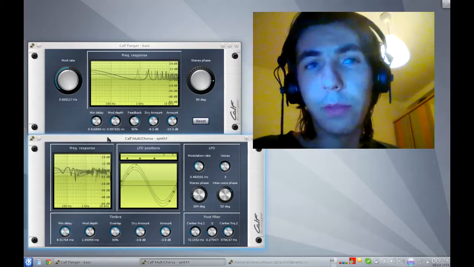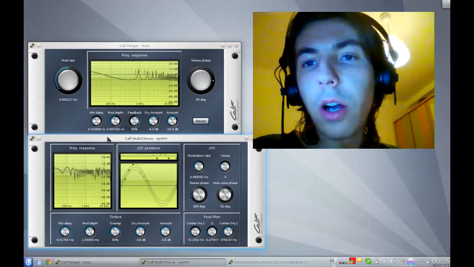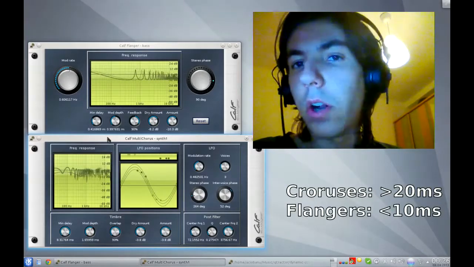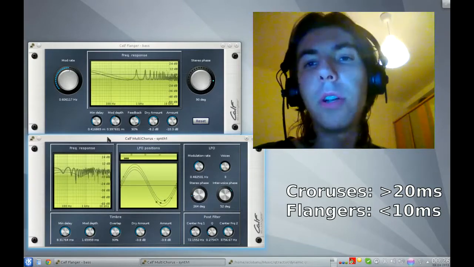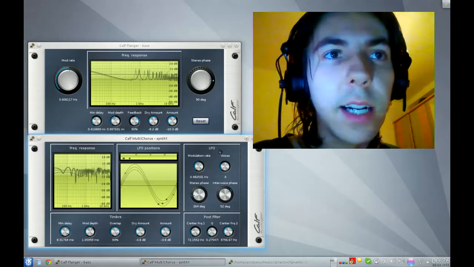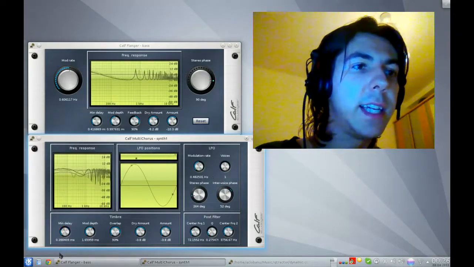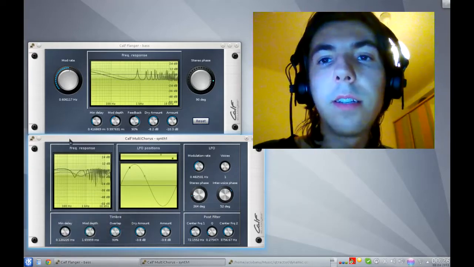Another difference between chorus and flanger is the delay value. Choruses have delay times higher than 5 milliseconds or higher than 20 milliseconds, while flangers always have values smaller than 10. So if we create a chorus with one voice and a small enough delay, it will be a flanger. That's why sometimes you will see those two effects combined in a single plugin.